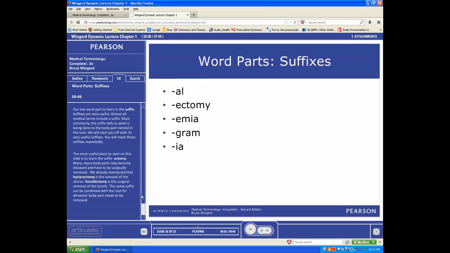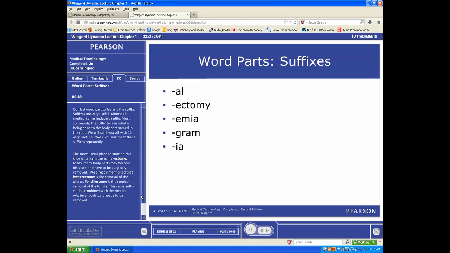You have already met several of these suffixes. An extremely useful suffix on this slide is itis, meaning inflammation. If a body part exists, it can become inflamed. One everyday example is the word arthritis. Arthr is a root meaning joint. Therefore, arthritis means joint inflammation.